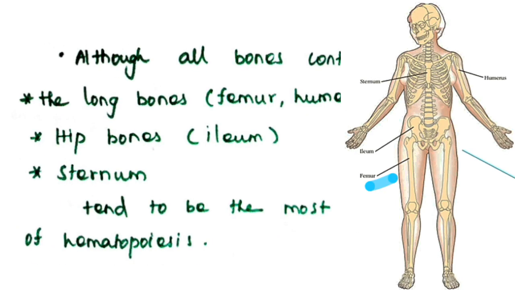Femur is the longest bone in the thigh portion. It connects hip to knee. Then humerus. Humerus is the long bone present in the upper arm that extends from shoulder to elbow. Then hip bone, ilium. Ilium is the largest and uppermost part of the hip bone. Then sternum. Sternum is a breastbone. It is a flat and T-shaped bone located in the center of the chest wall. So these bones tend to be the most active sites of hematopoiesis.